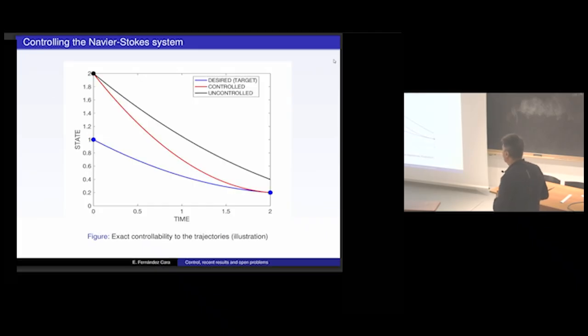Okay. This is a visualization of the situation. We start from this point. So if we do nothing, this is what we find. This is the desired target. We want to reach this point. So the question is whether or not we are able to change the control in order to get exactly, at time capital T, to this point.